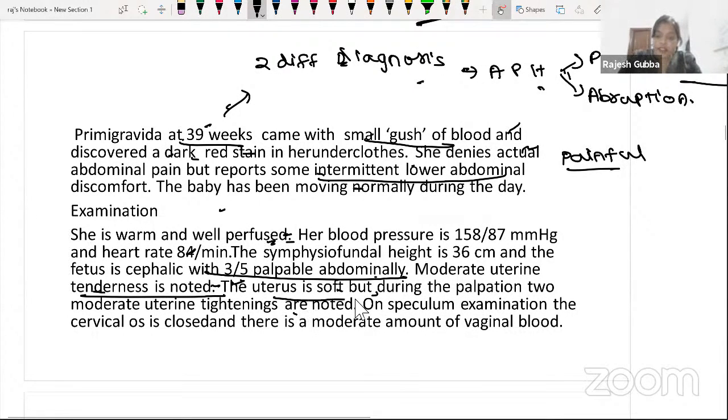The uterus is soft, but during palpation, two moderate uterine tightenings are noted. On speculum, the cervical os is closed and there is a moderate amount of vaginal bleeding. Very good, Chandu. So as you're telling, this is a case of abruption. Why is it a case of abruption? Because she's having pain also and she's having uterine tenderness. So painful bleeding is abruption.